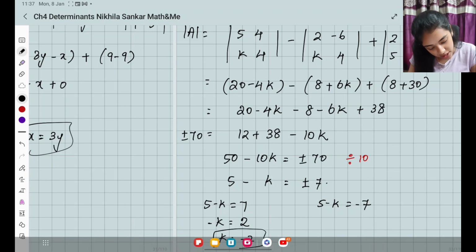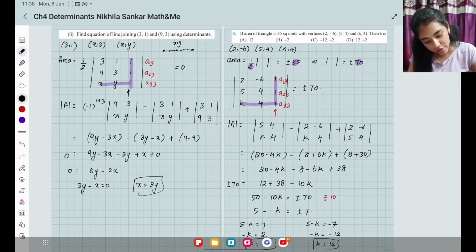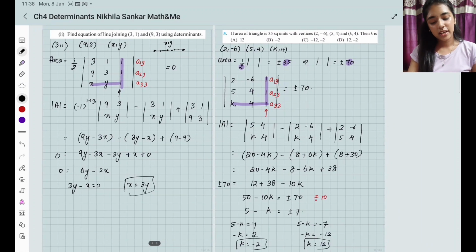So this is one option. What is the second option? I have 5 minus k, already written. So I have minus k equals minus 7 minus 5, which is minus 12. So k equals 12. So I have two different values for k, which are minus 2 and 12. Okay. Please copy. With this, we are done with this exercise.